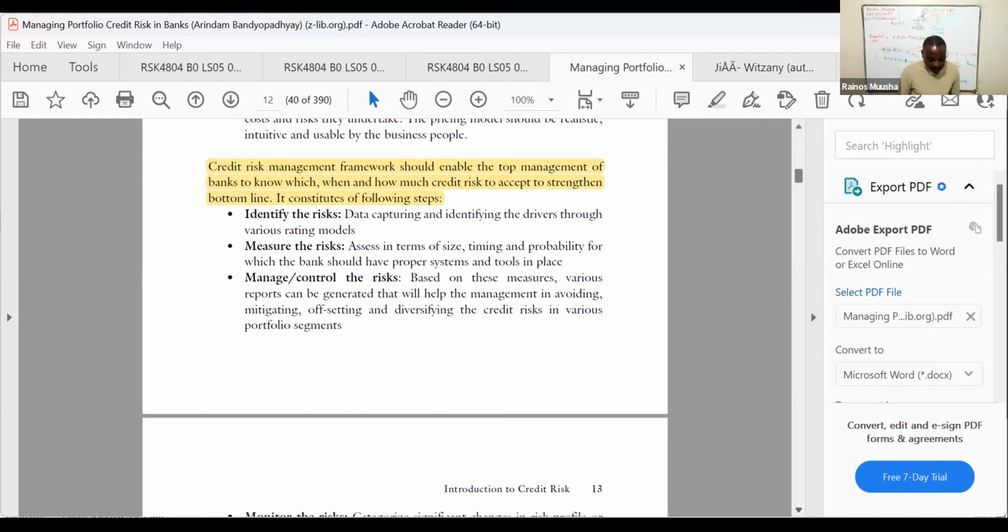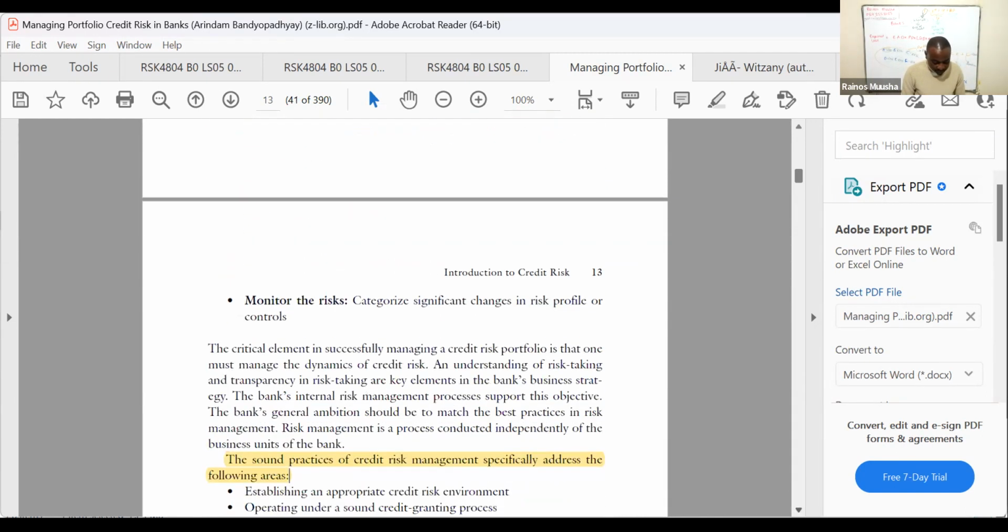And in the end, they say, based on these measures, various reports can be generated that will help the management in avoiding, mitigating, offsetting, and diversifying the credit risk in various portfolio segments as well. And then the next step would be monitor the risks, where they say this is basically where you look at the categorizing significant changes in risk profile or controls as well, so that you're able to now check to see exactly which assets should we keep on our books and which assets should we either decide to sell as well.